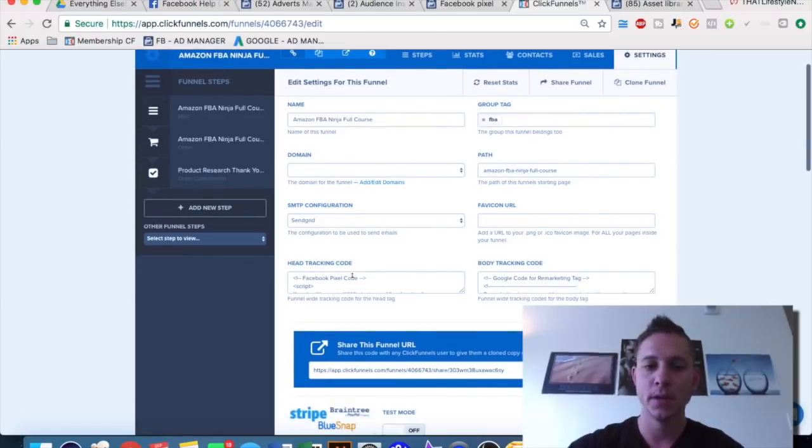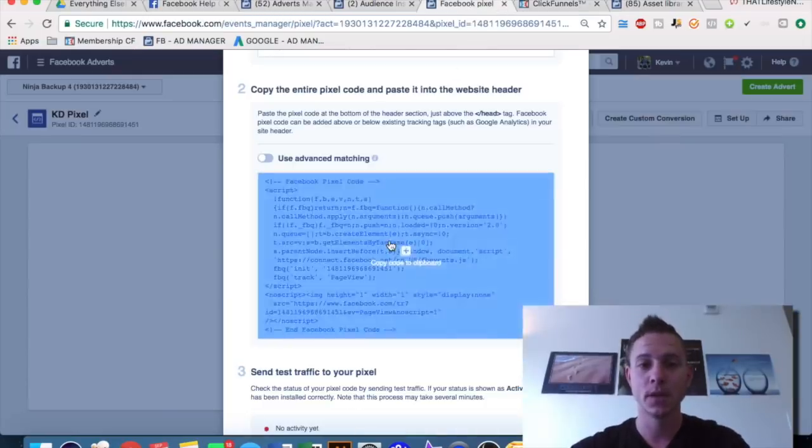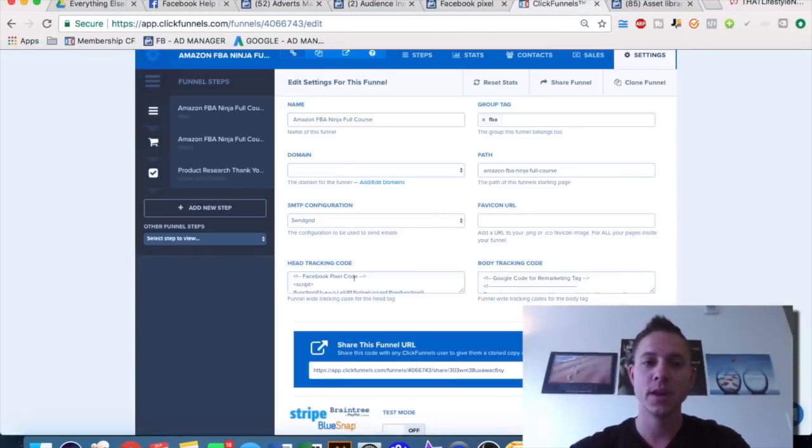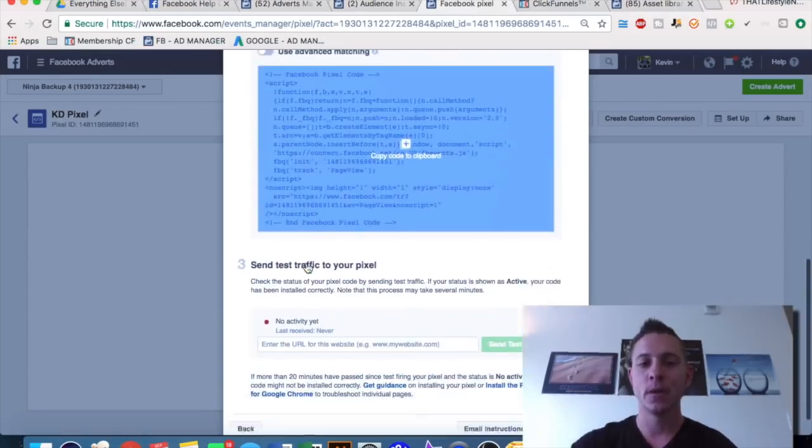But right here, we can just put the head tracking section, Facebook pixel. So we just literally take it from here, copy it, paste it into our head tracking, and then it will apply to all three sections of our funnel, right? I also do my Google remarketing tag and my Google Analytics tag. That way, every single person who visits my website is being tracked for my Google AdWords remarketing campaigns, for my Google Analytics campaigns, and for my Facebook Pixel campaigns. Right, so that is how you install it. It's just that easy, right?